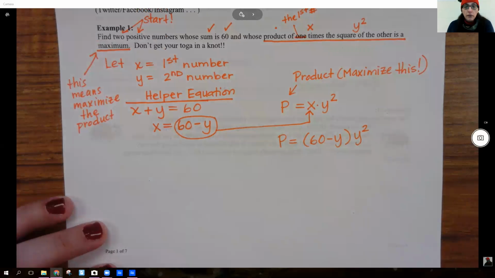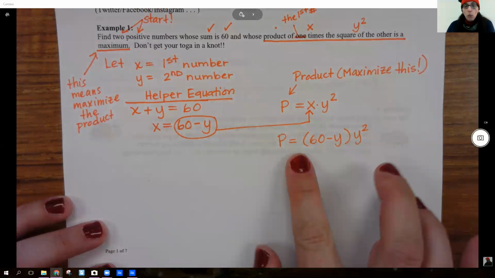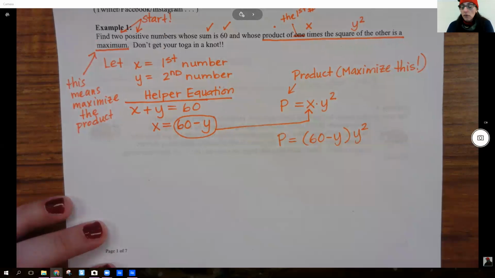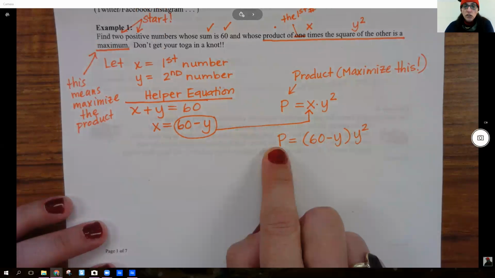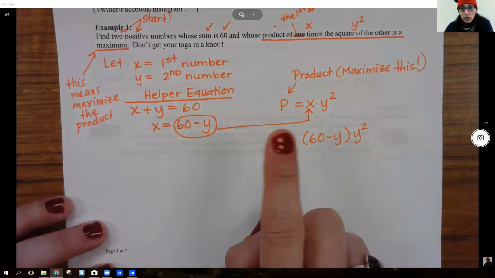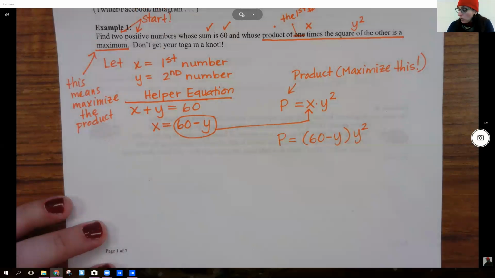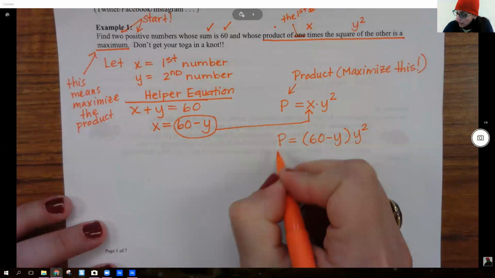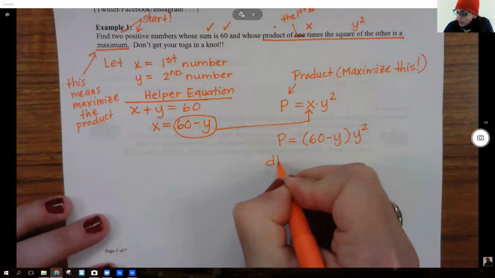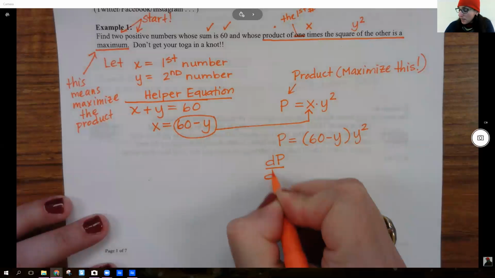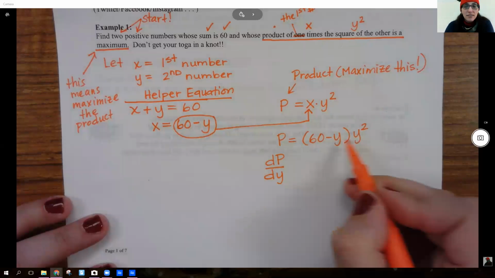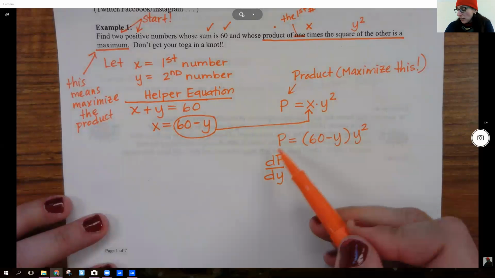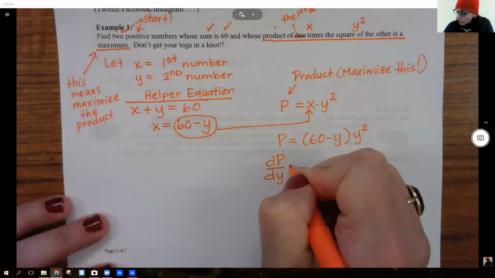All right, so now we're good to go. We're all in terms of 1 variable. We need to maximize this. So we are going to take the derivative of it. Don't freak out with this P right here. It's just like saying Y equals, same thing. So this will be dP, and in this case, it'll be dy because Y is our variable. So the derivative of P with respect to Y.